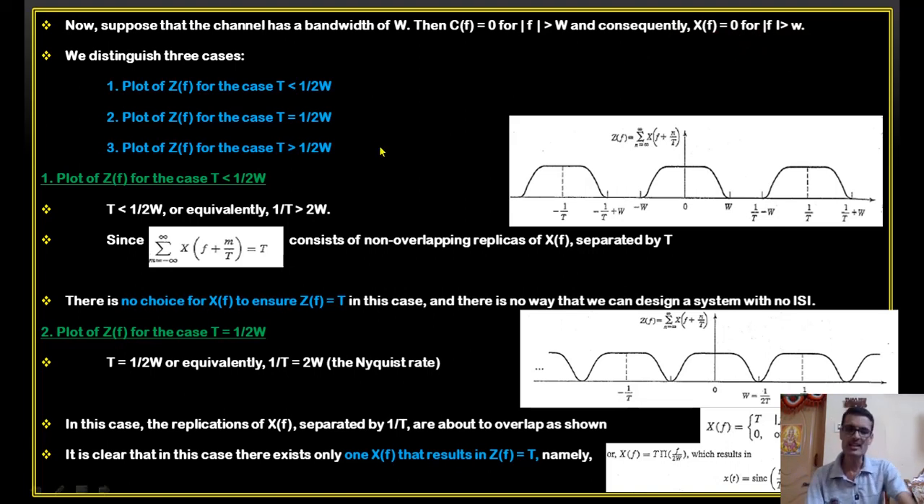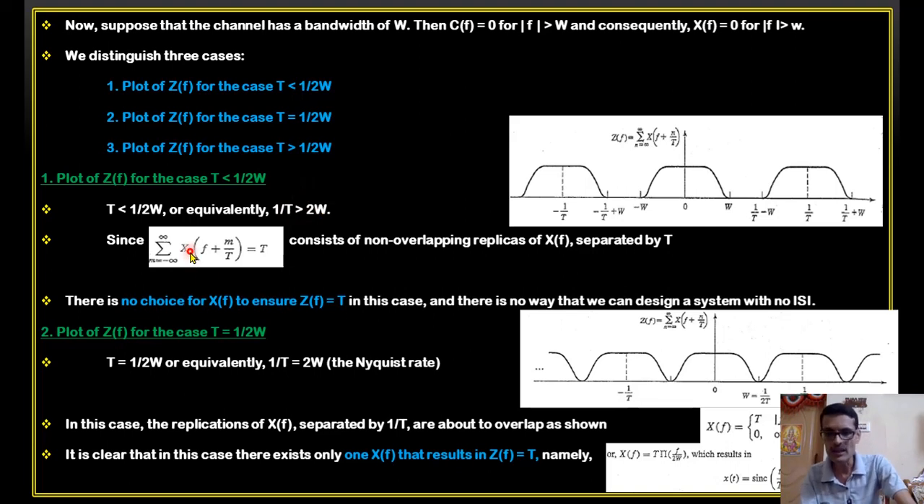Now, I consider three cases here. For each case, I have to plot the shape of Z of f in the frequency domain. Then I'll represent it in the time domain finally. The three cases: t less than 1 by 2W, t equal to 1 by 2W, t more than 1 by 2W. I'll go to the first case now, where t is less than 1 by 2W, or 1 by t is more than 2W.